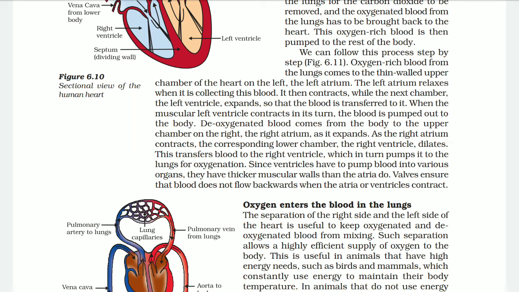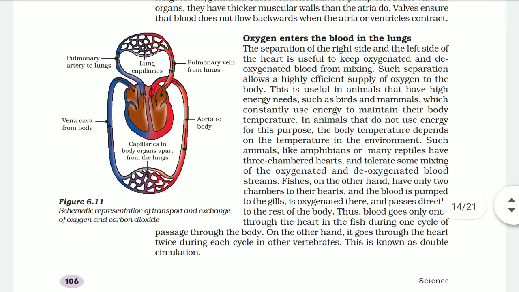Since ventricles have to pump blood into various organs, they have thicker muscular walls than the atria do. Valves ensure that the blood does not flow backwards when the atria or the ventricles contract. So this is how the blood moves in the heart's four chambers. Now oxygen enters the blood in the lungs.